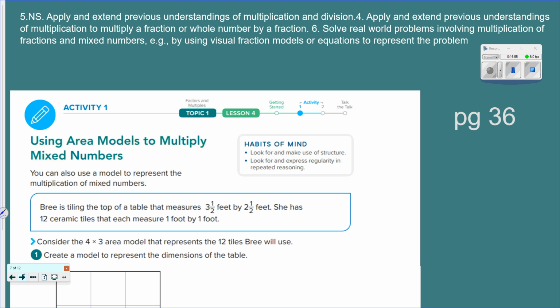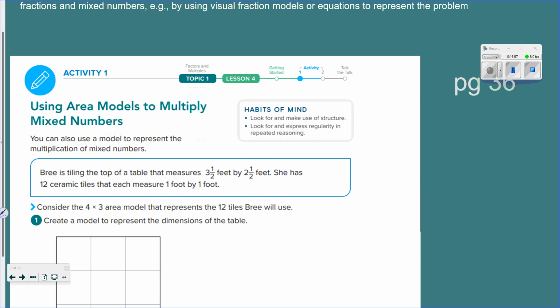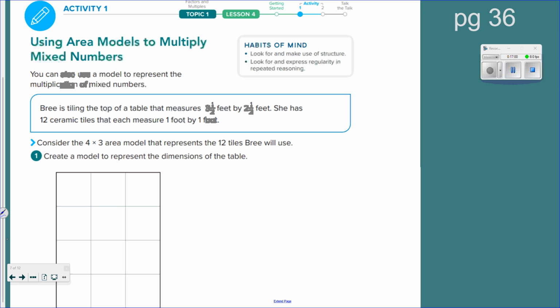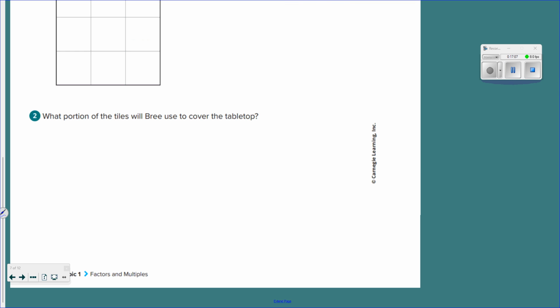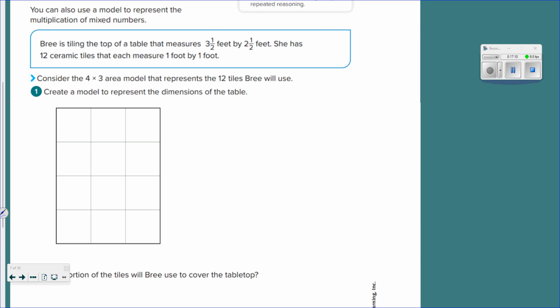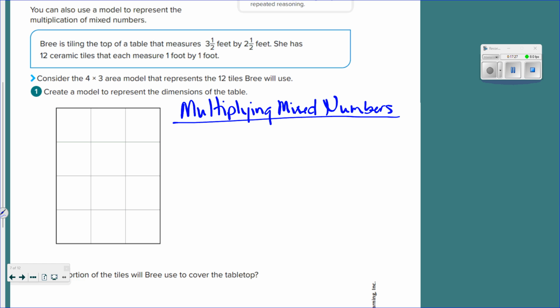Okay, rather than go through all of this modeling again, on page 36 we're going to show you another algorithm, and this is for multiplying mixed numbers. We're giving you 2 algorithms today. One for fractions, the other for multiplying mixed numbers. Now, before I get into the algorithm for multiplying mixed numbers, I'm going to show you something real quick.